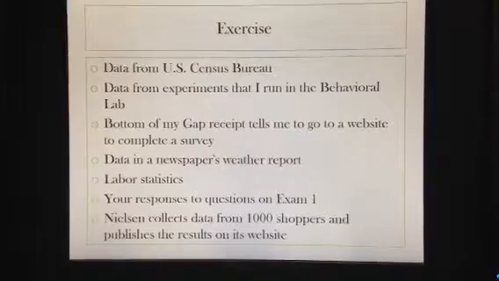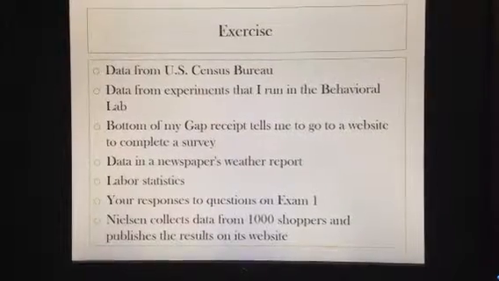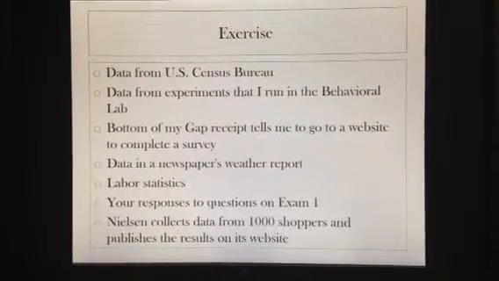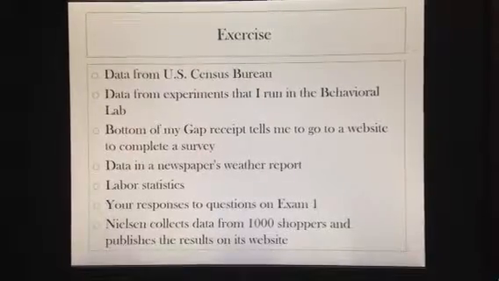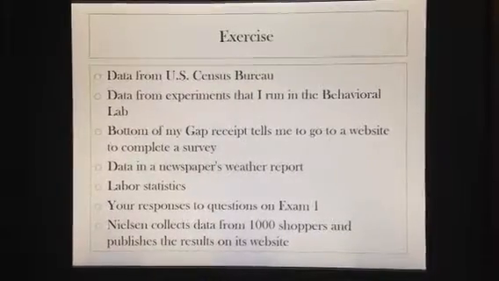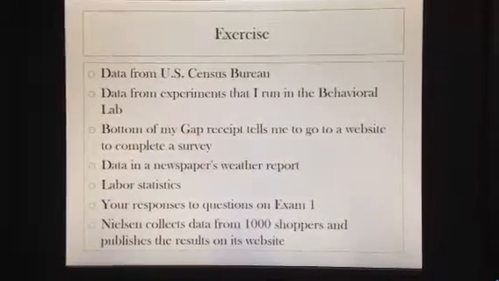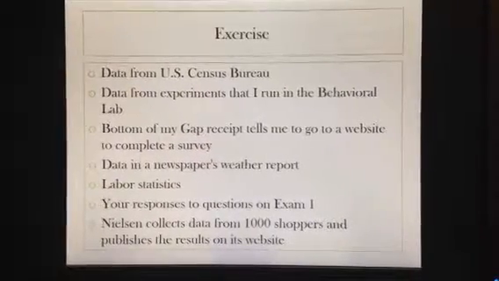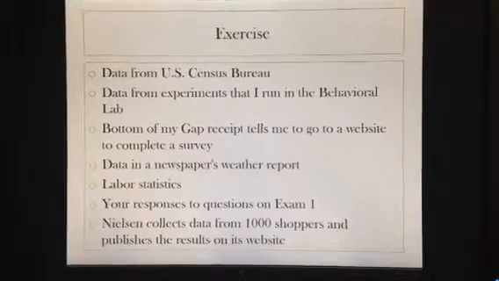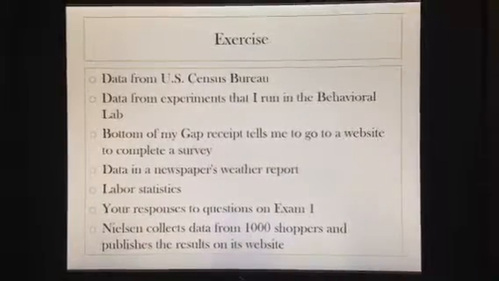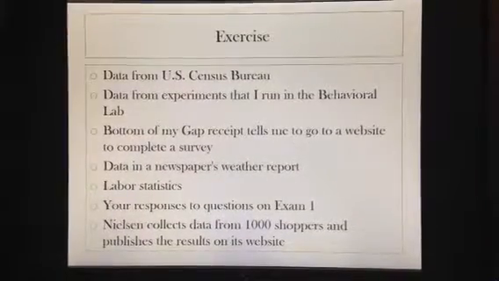Data in a newspaper's weather report. You open up the newspaper, you see that tomorrow it's going to be 40 degrees. I don't know if it is or not. I hope so for you guys that it's going to warm up a little bit, and sunny, lots of sunniness tomorrow. To you, this would be secondary data. If you were the weatherman who actually was reporting this, it would be primary data for you.